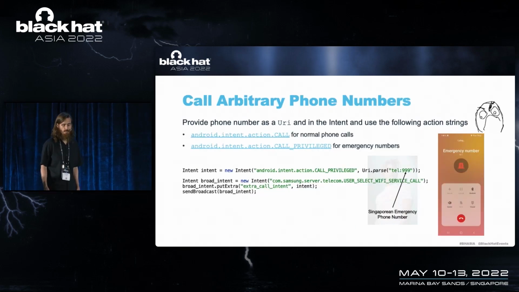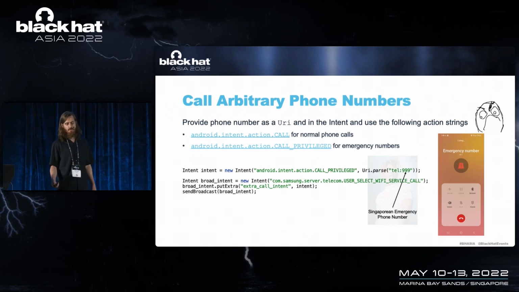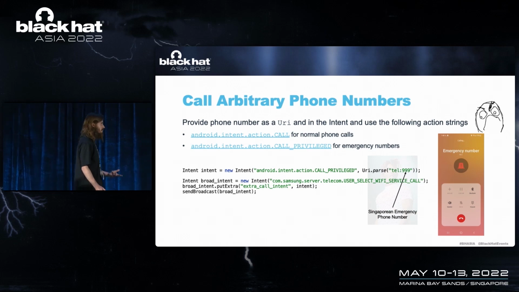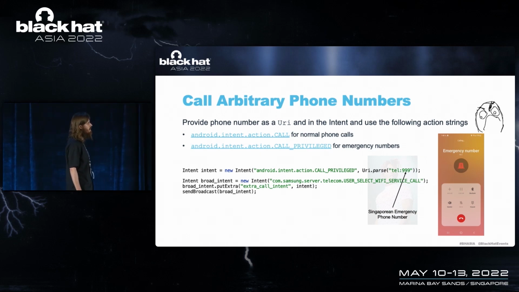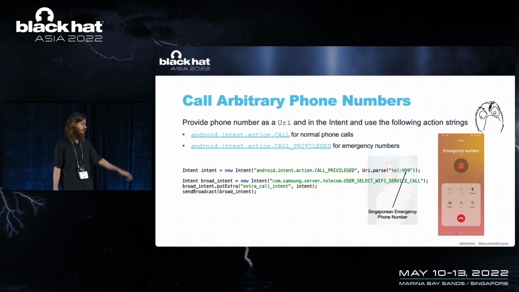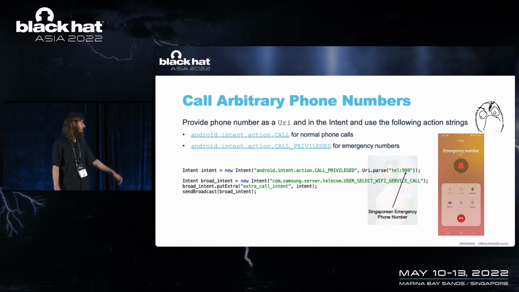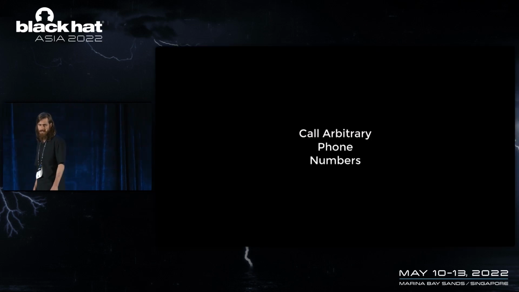You can also call arbitrary phone numbers. So here you provide a URI, and some of the action strings are call, which is for placing normal phone calls, as well as call privileged, which is for emergency numbers. The code example there is to call 999, which is the emergency police number in Singapore. And the screenshot on the right is for calling 911.